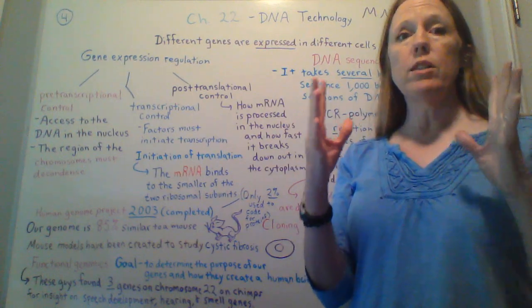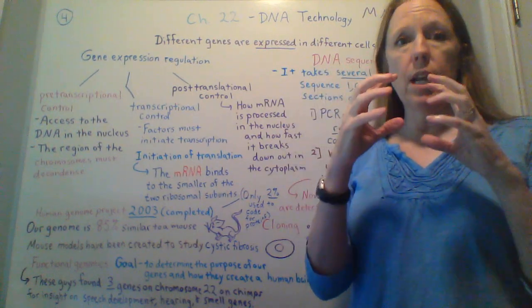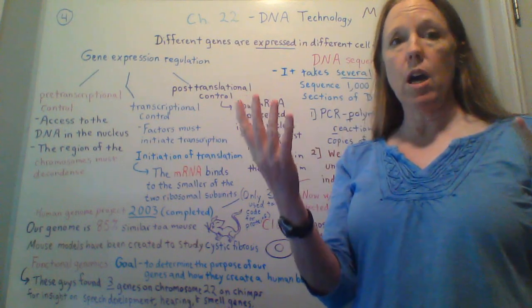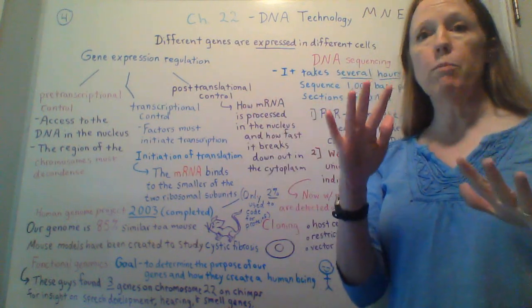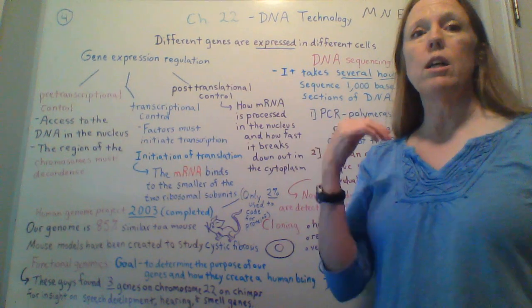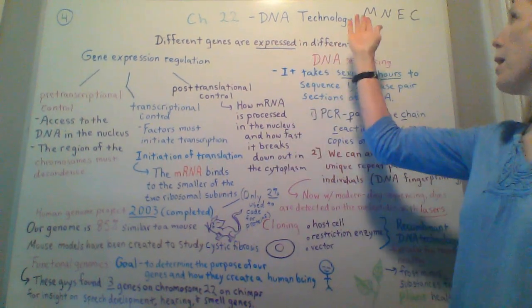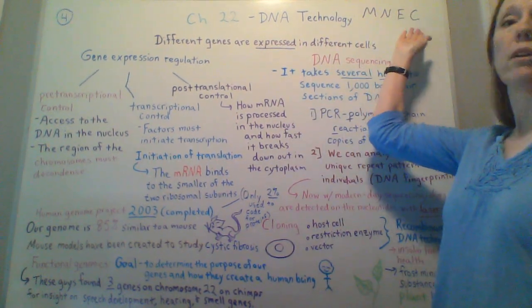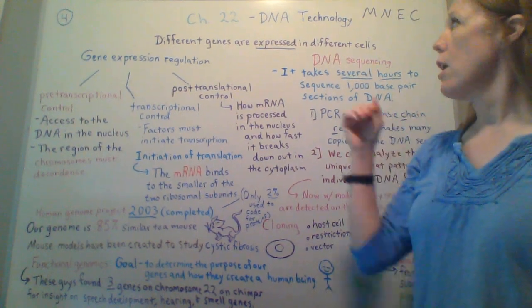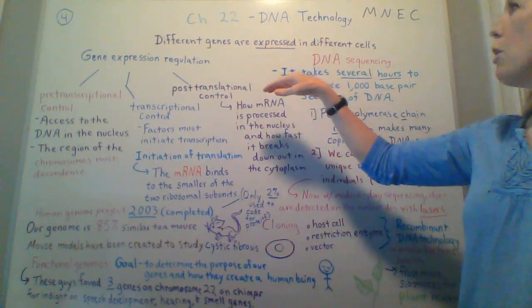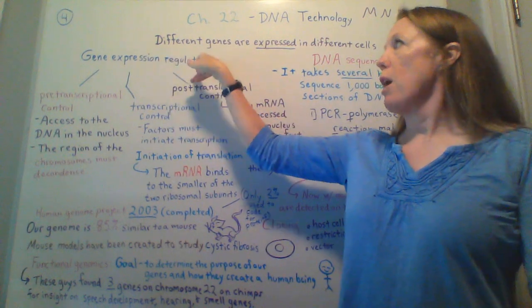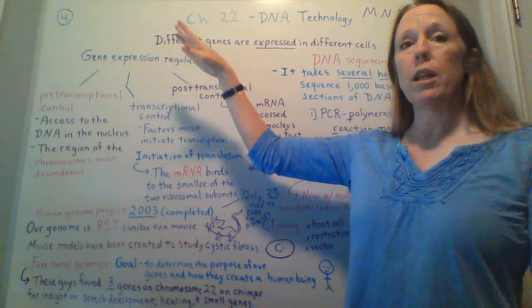So all of the cells have all the DNA in their nucleus, as long as the cell has a nucleus, but only some genes are expressed. That's how we get different cells and thus different tissues. Remember, muscle, nervous, epithelial, connective, it's because different genes are expressed. So we have different gene expression regulation, so we're regulating that.